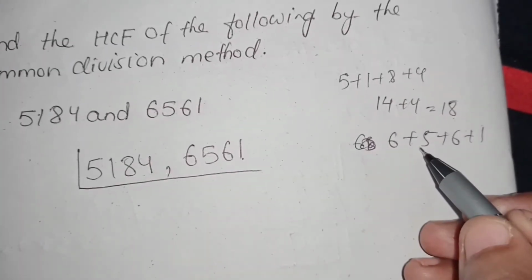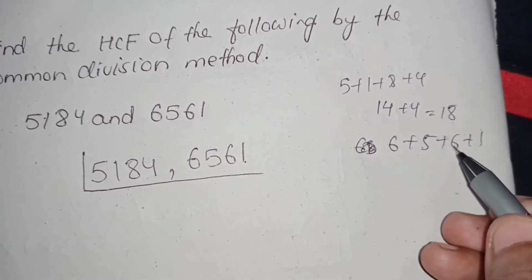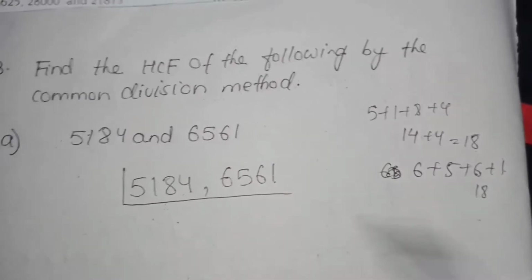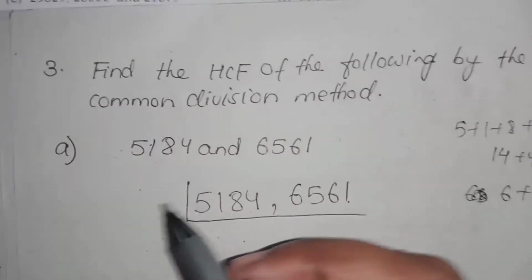So 6 plus 5 is how much? Is 11. 11 plus 6 is how much? 17. 17 plus 1 is how much? Is 18. That means both the numbers are divisible by 3. So let us do it by 3.